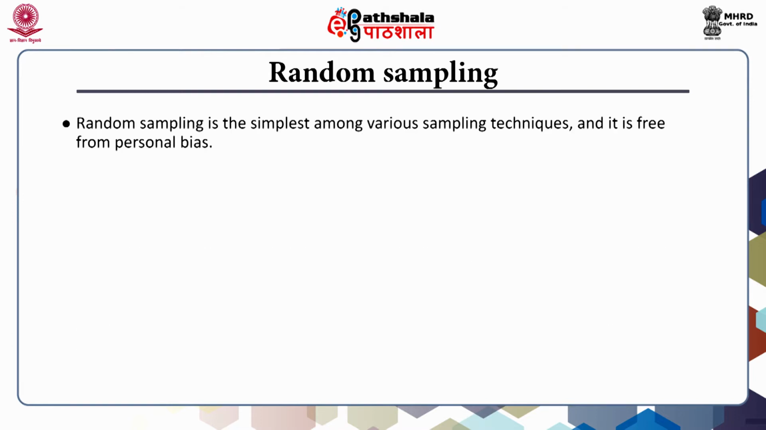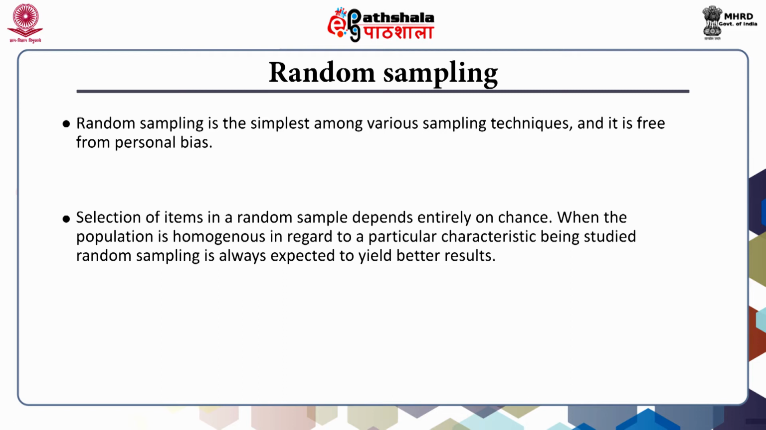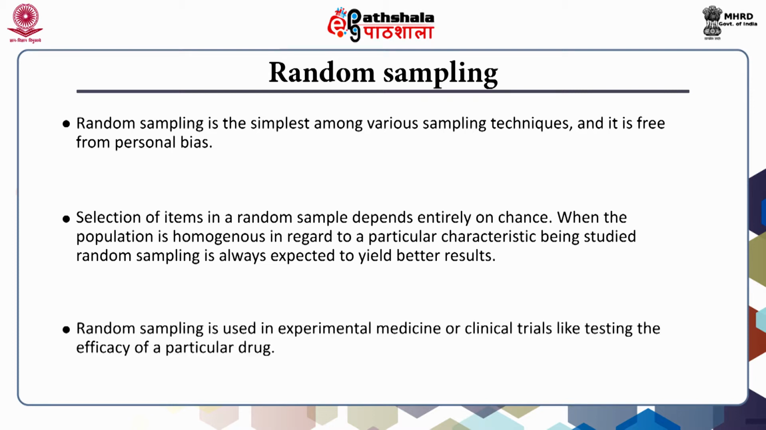Random sampling is the simplest among the various sampling techniques and it is free from personal bias. Selection of items in a random sample depends entirely on chance. When the population is homogeneous in regard to a particular characteristic being studied, random sampling is always expected to yield better results. Random sampling is used in experimental medicine or clinical trials like testing the efficacy of a particular drug.